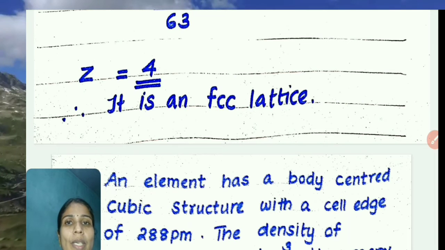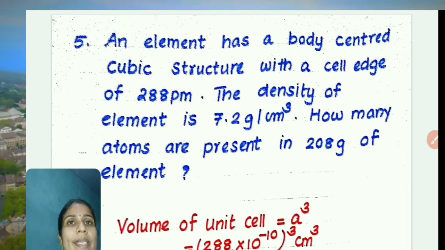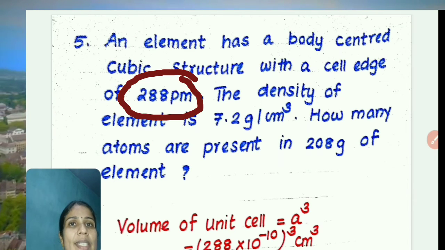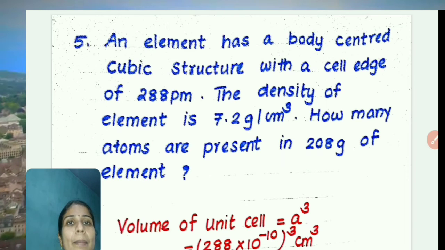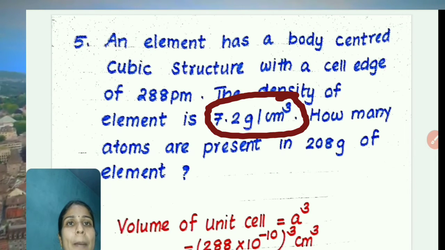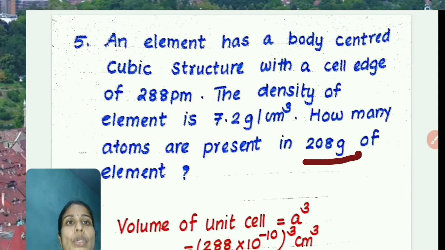Okay children. The next question is, an element has a body centered cubic structure with a cell edge of 288 picometer. The density of the element is 7.2 gram per centimeter cube. How many atoms are present in 208 gram of the element?